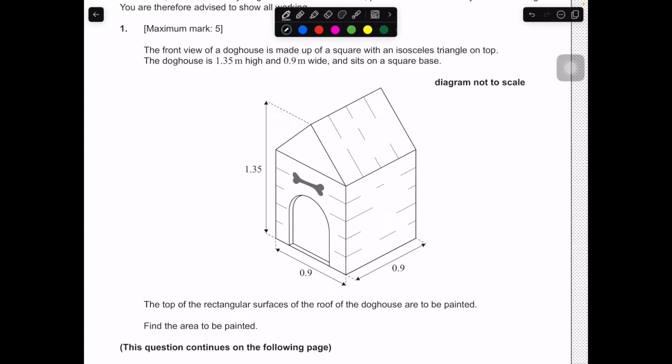What are they asking us to do in this case? In the end, we want to find the area to be painted, but only of these rectangular surfaces on the top of the doghouse. So in this case, we're not asking for the whole doghouse or even this triangular part at the top. We're just asked to find the area of these rectangular faces here. This is the only part that is going to be painted, nothing else except for these rectangular surfaces at the top of the roof.